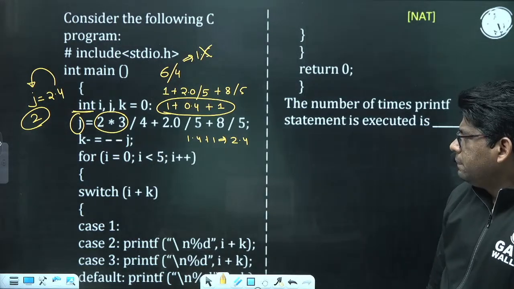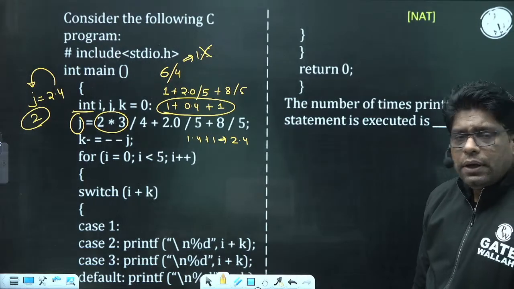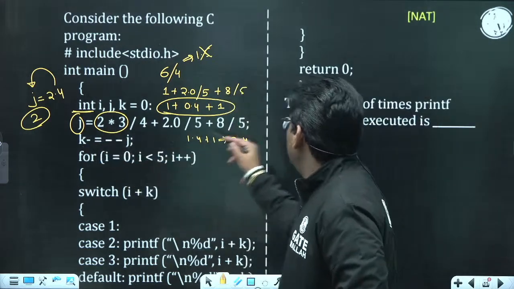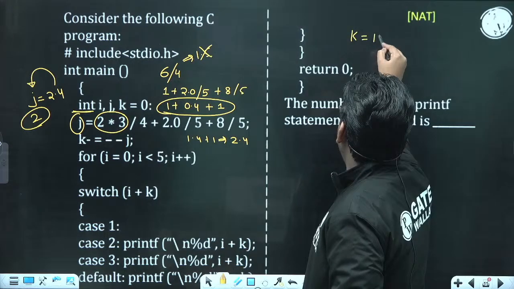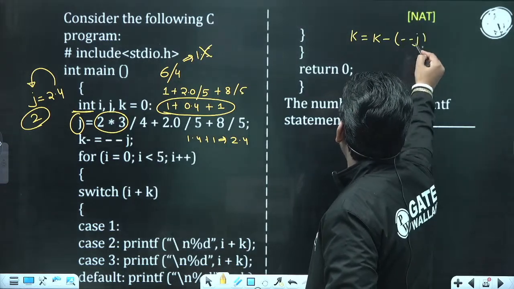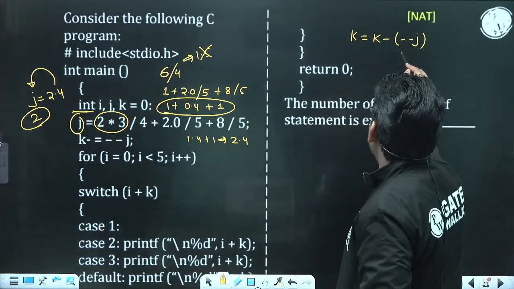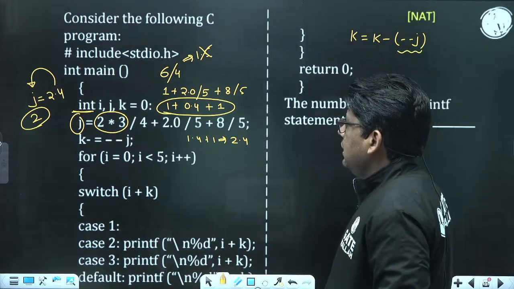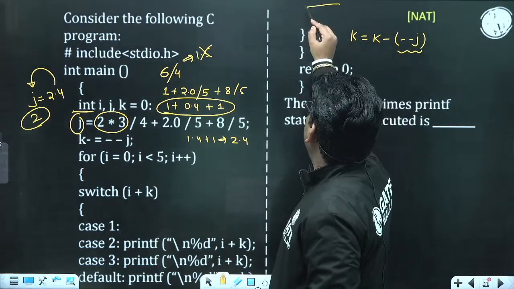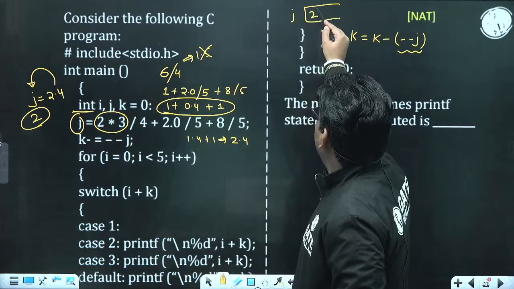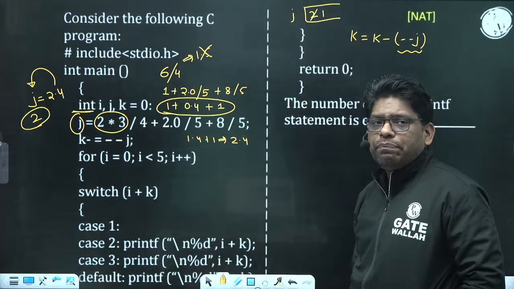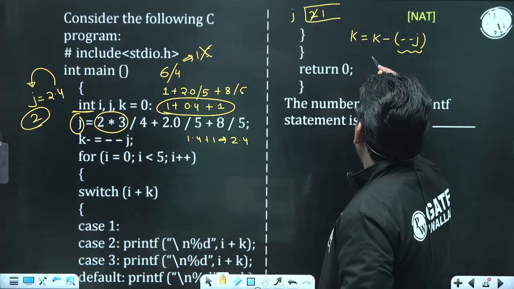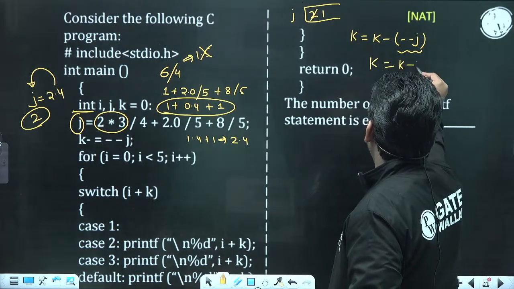Clear to everyone? Now, when you execute k is equal to k minus minus of j, actually what will happen? First of all, minus j will be evaluated. So the value of j becomes 1 from 2. And then k is equal to k minus 1 would execute.